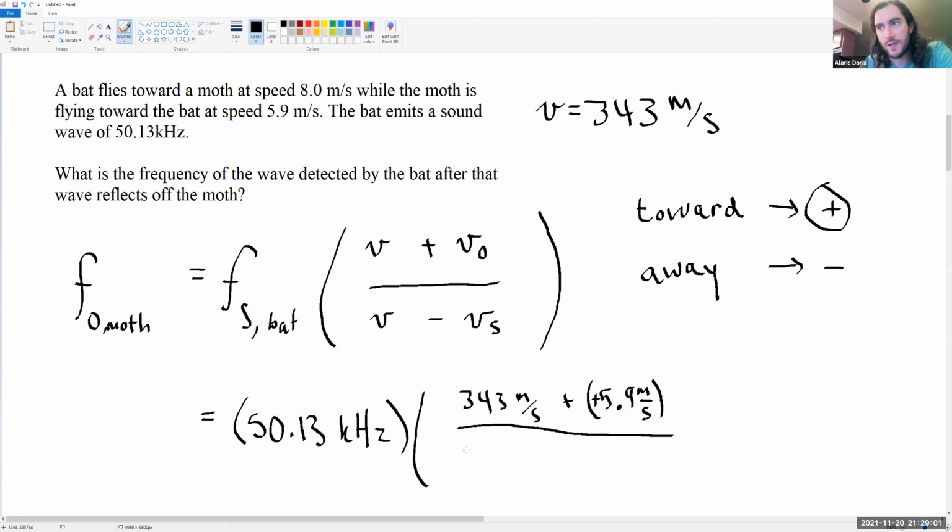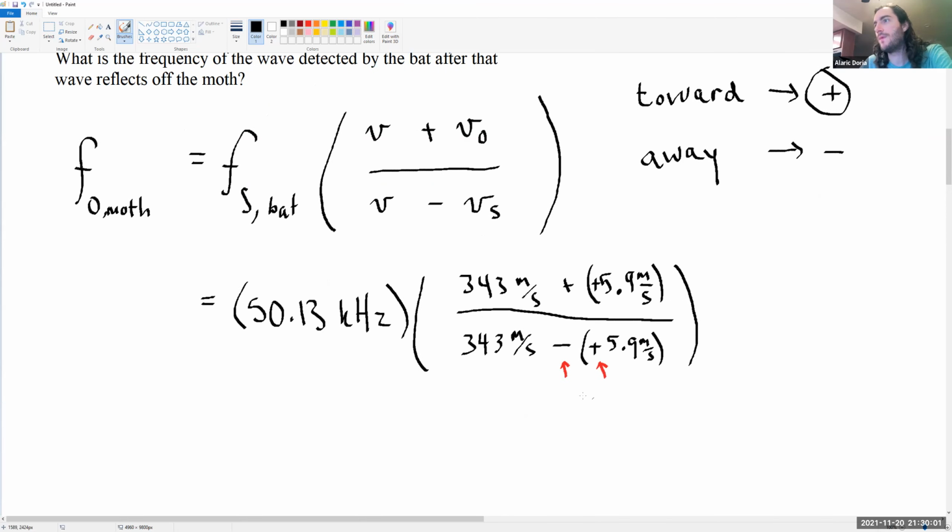The speed of sound always goes into this equation as a positive value. That's maybe one thing you've also noticed doing some of these Doppler effect problems. And now, minus in the denominator, the speed of the source with a positive sign again, because the source is moving toward the observer. So positive 5.9 meters per second for the speed of the bat. Notice the minus sign is still there in the denominator. We've plugged in a positive value for the speed of the source, and the minus sign stays. That is how it works. Do not change that minus sign to a plus sign. Leave it there as is.